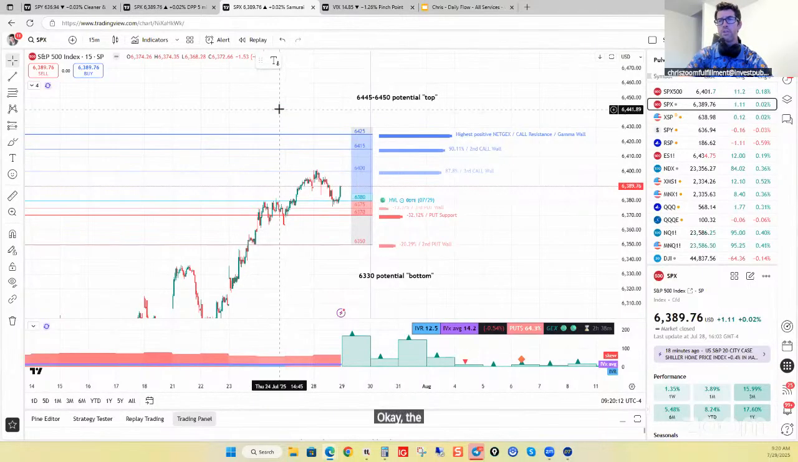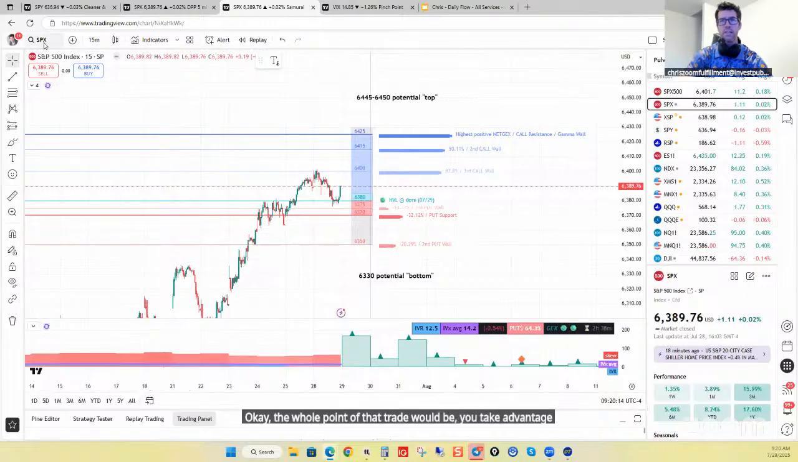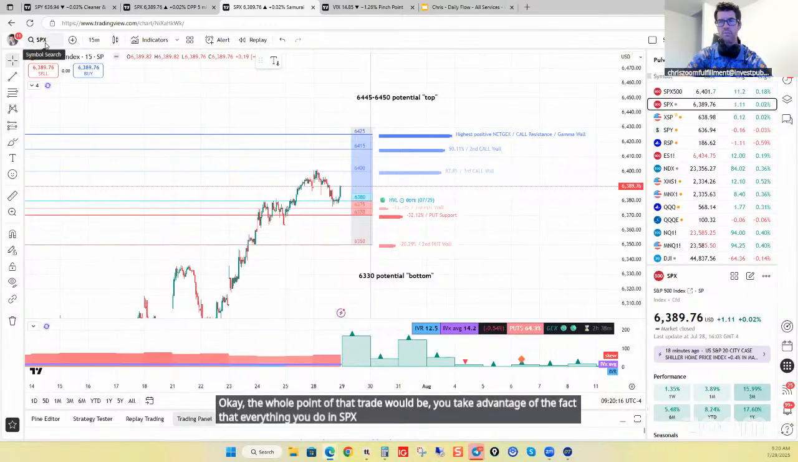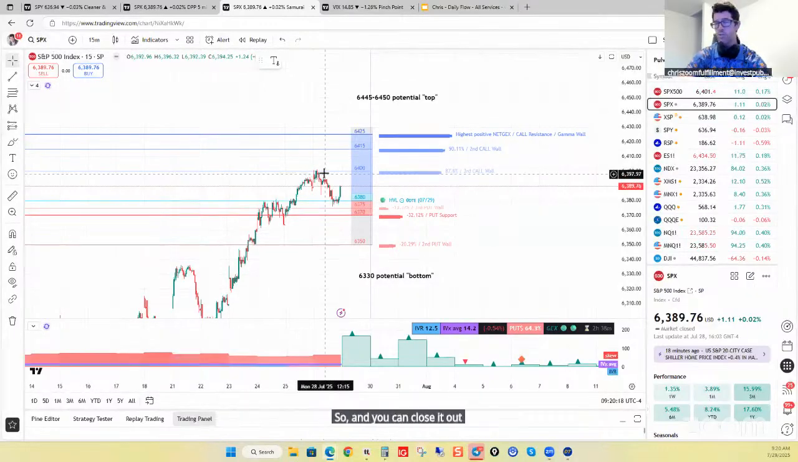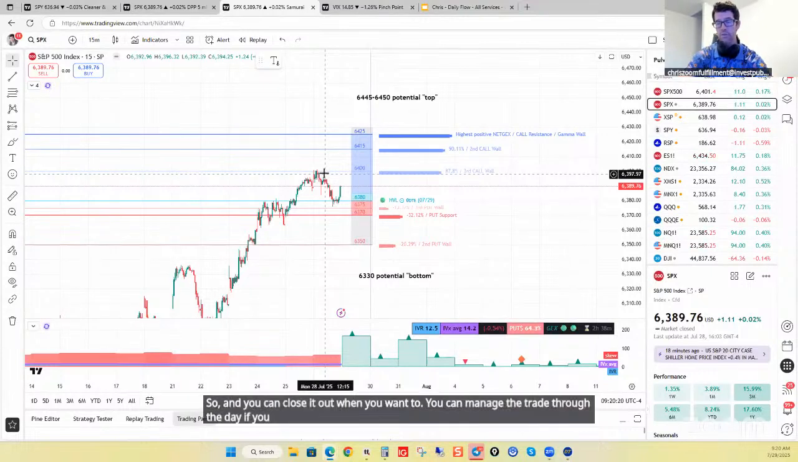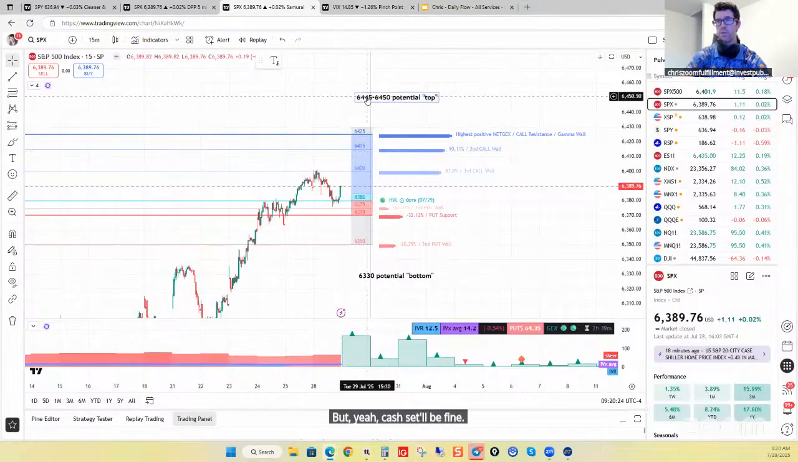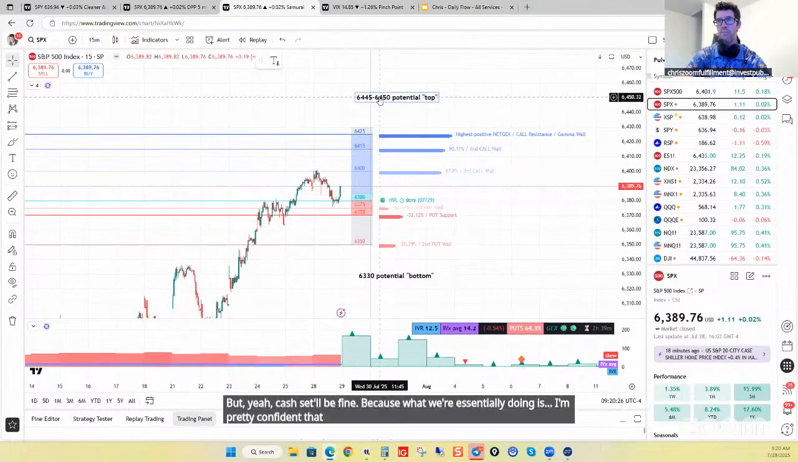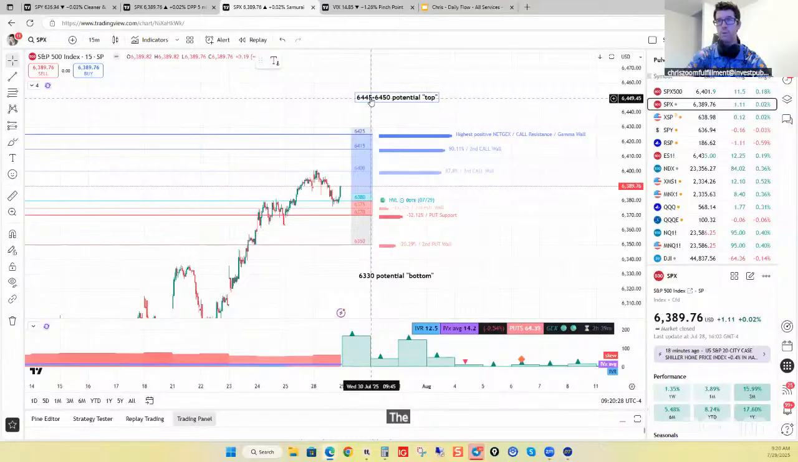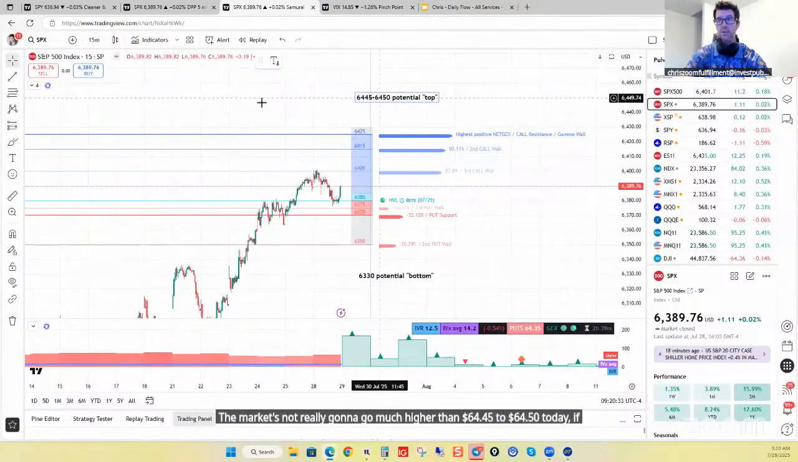The whole point of that trade would be you take advantage of the fact that everything you do in SPX is cash settling. So you can close it out when you want to. You can manage the trade through the day. If you're in profit, you can manage the profit. But yeah, cash settle will be fine because what we're essentially doing is, I'm pretty confident that the market's not really going to go much higher than 64.45 to 64.50 today, if it even gets there.